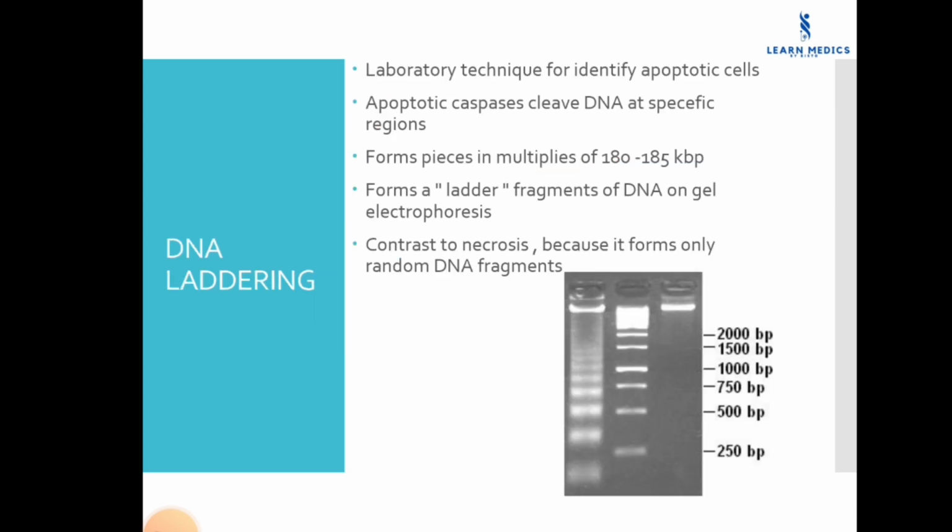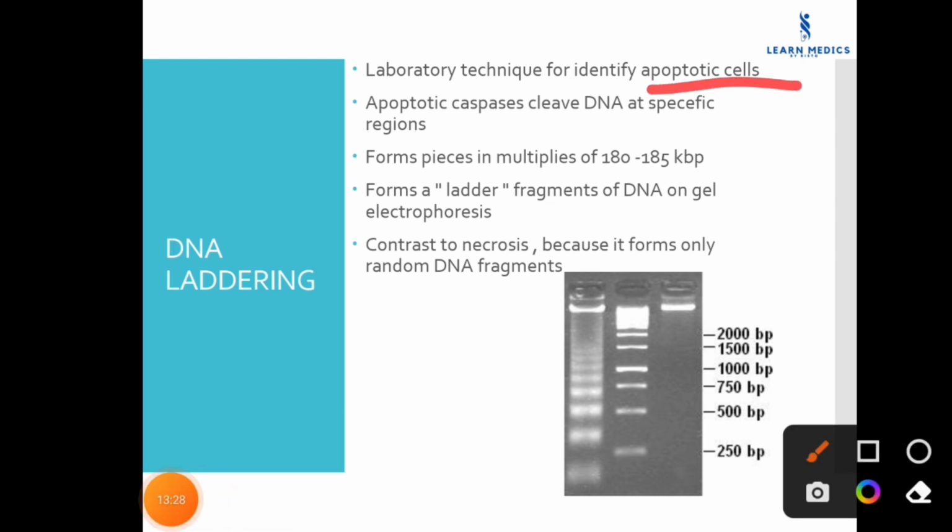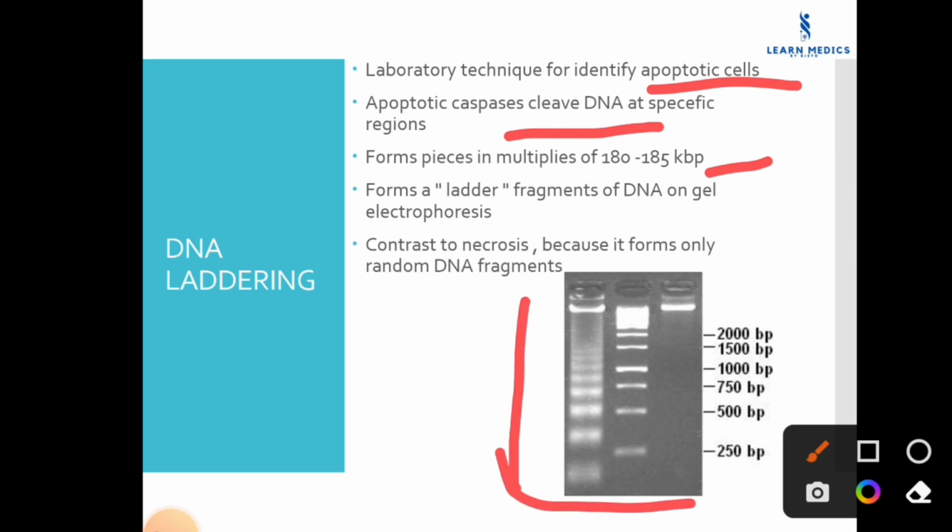The last slide of this module is DNA laddering. It is a laboratory technique to identify apoptotic cells. The apoptotic caspases cleave DNA at specific regions, for example 180 to 185 bp. It forms a ladder of DNA fragments on electrophoresis, which is in contrast to necrosis, because that forms only random fragments.